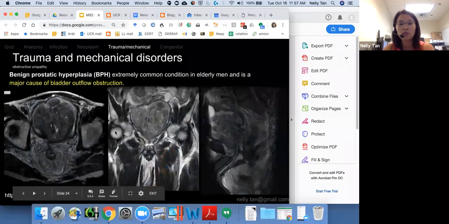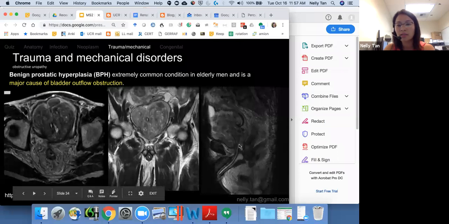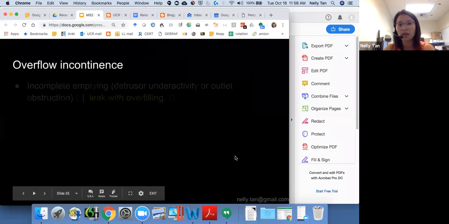Other causes of obstruction in older men include BPH, benign prostatic hyperplasia. So the normal prostate is like a golf ball size. Here is probably a grapefruit size prostate. And here's a Foley catheter. Sometimes it's so bad they can't urinate and they have to catheterize themselves, or they have to have a Foley catheter.